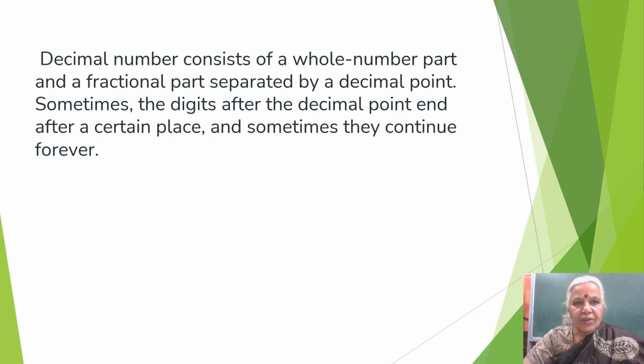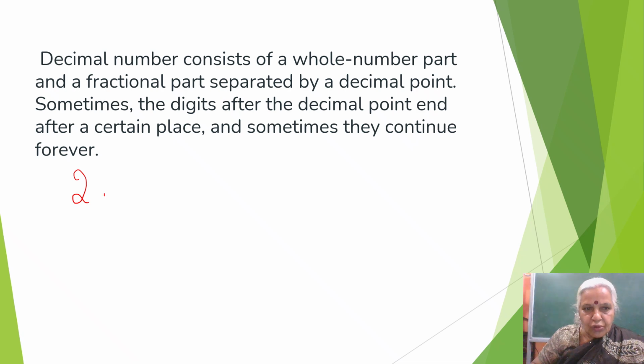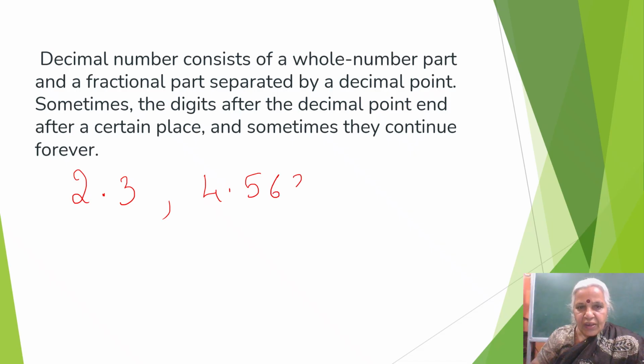Decimal numbers consist of a whole number part and a fractional part separated by a decimal point. For example, if it is 2.3, in this, 2 is the whole number part and 3 is the decimal part or the fractional part. Or 4.563. Here 4 is the whole number part and 563 is the decimal part.